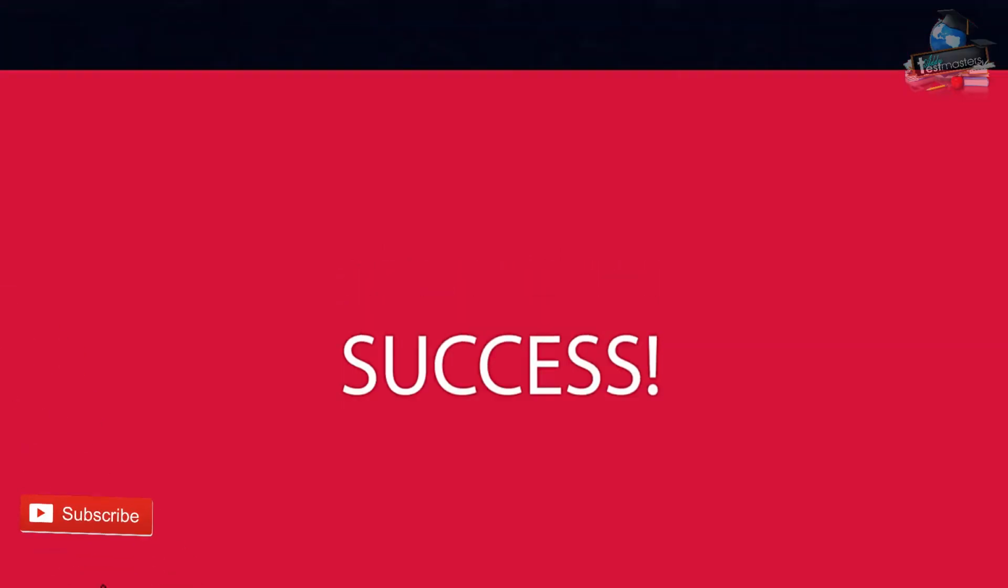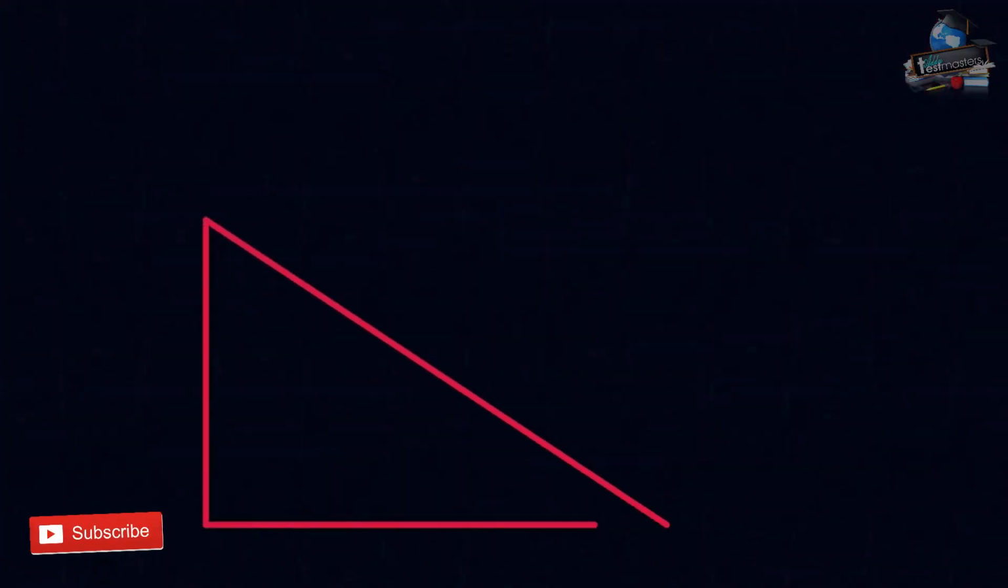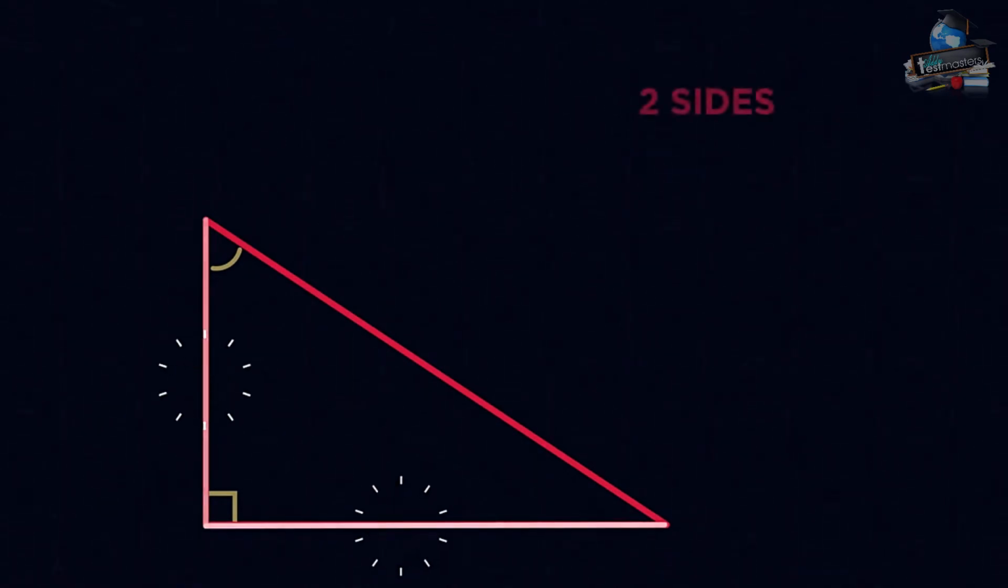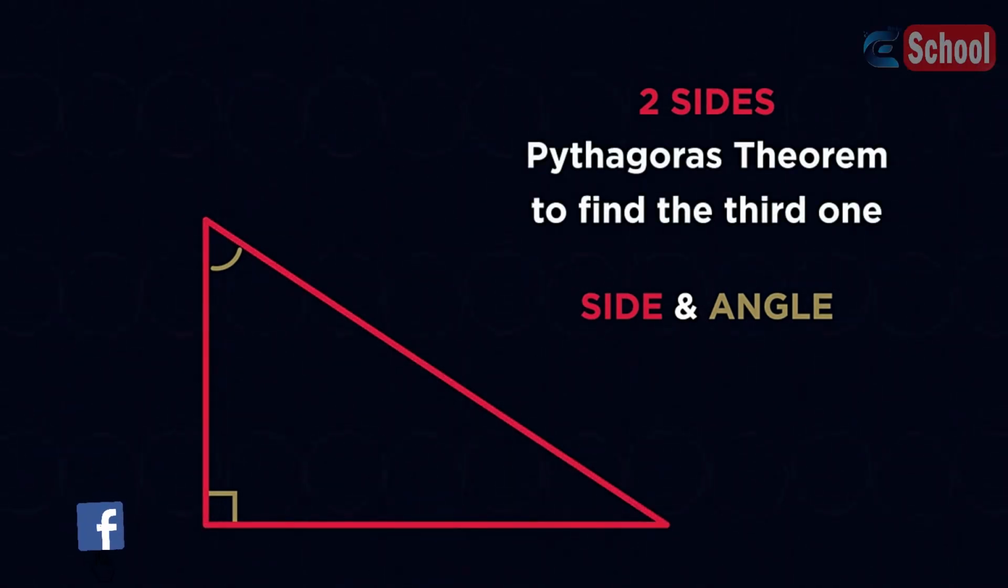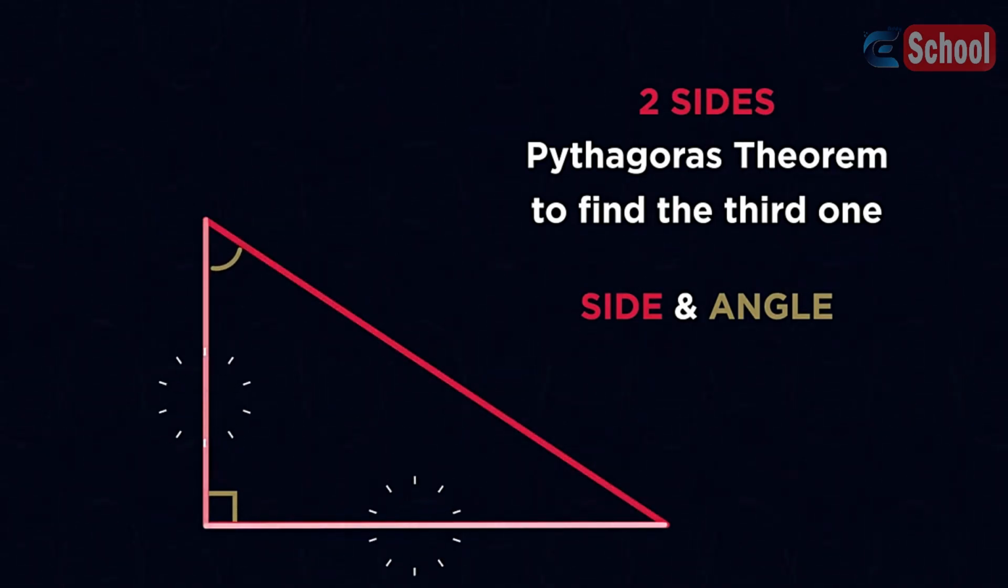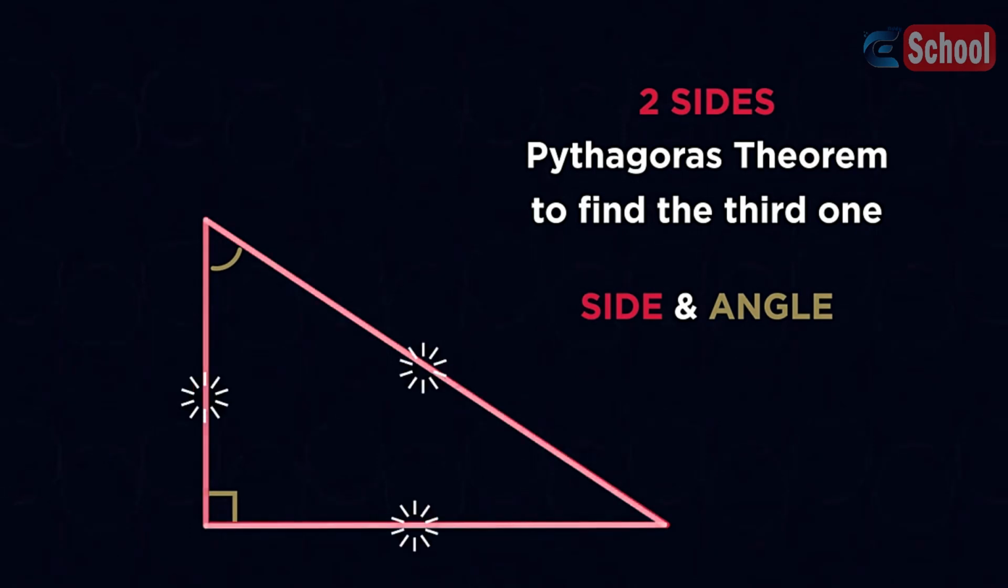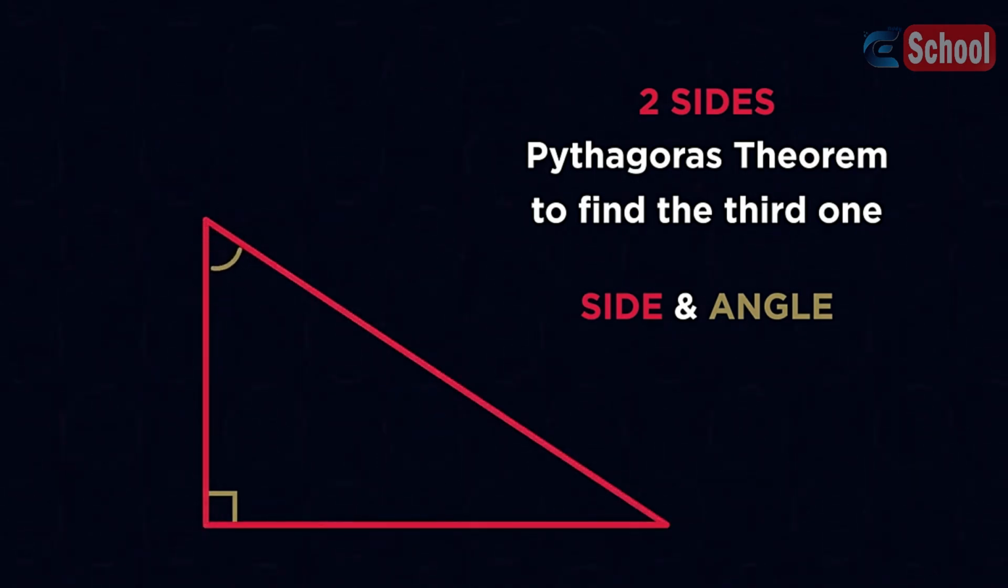Success! Let's summarize. To find any element of the right triangle, we need to know at least one of these things: the length of two sides, or the length of one side and one acute angle. If we know two sides and are looking for the third one, we can use Pythagoras Theorem. If we know the side and the angle and are looking for the other sides, or if we know the sides and are looking for the angle, we can use Sohcahtoa ratios.